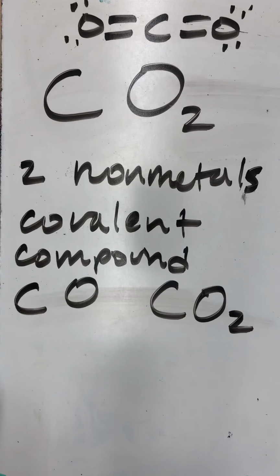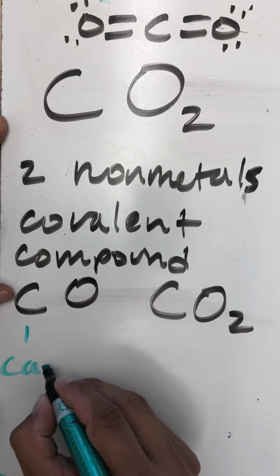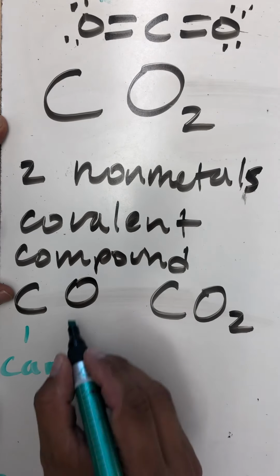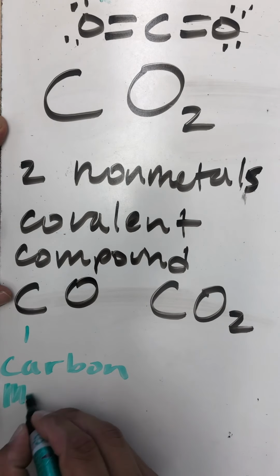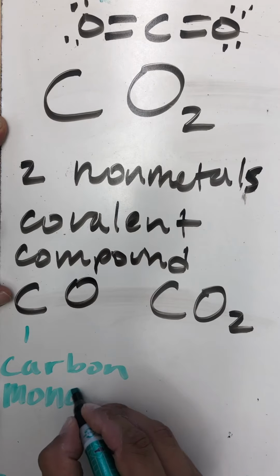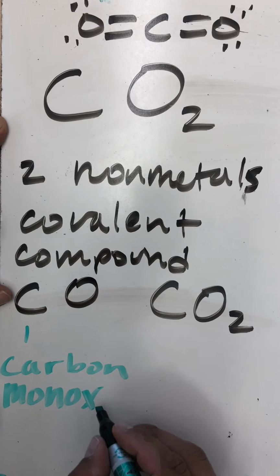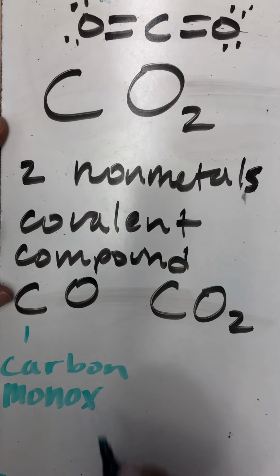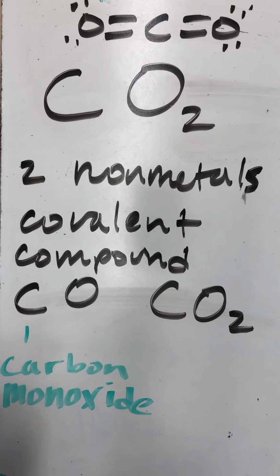You might know the names of these because you've met them before. This is carbon. And how many oxygens are there? There's one, so you use the prefix mono, and you put together the name of the oxygen, oxygen. But when they're in a compound, you change the last letter to "ide." So this is carbon monoxide.